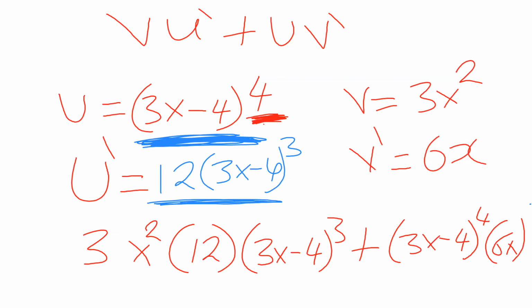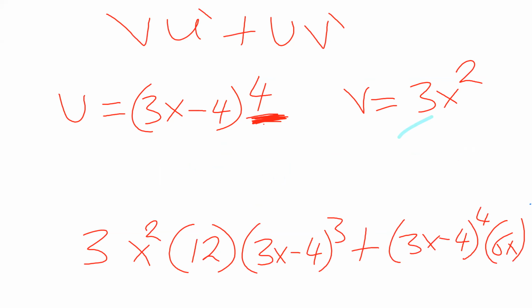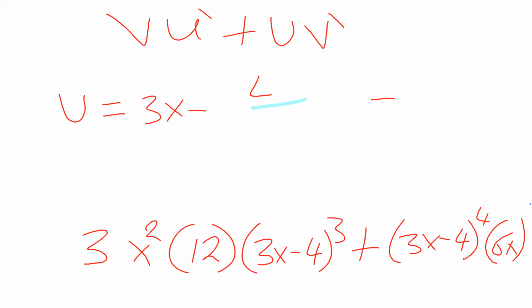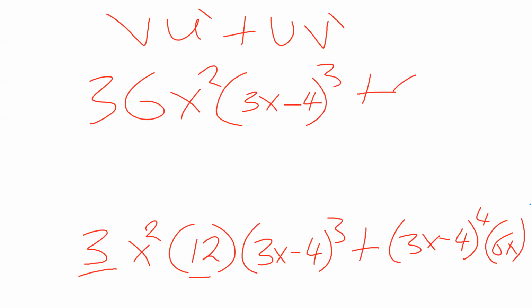Okay. So from here now, you can easily expand this. 3 times this 4 gives us 36, right? 36x squared times (3x minus 4) raised to the third degree, plus 6x times (3x minus 4) to the power 4, like that.